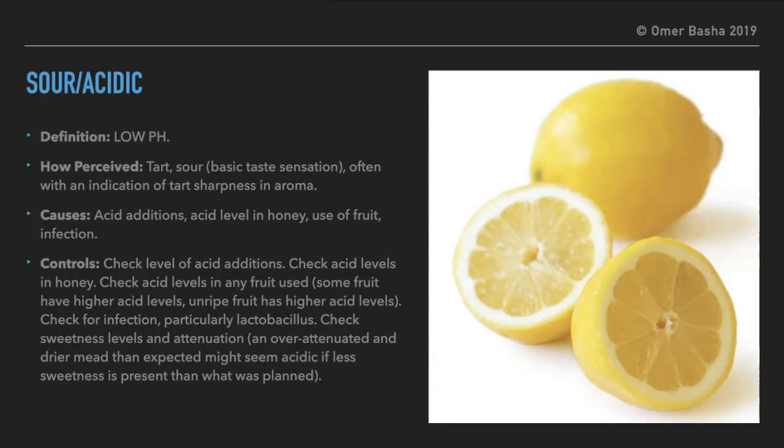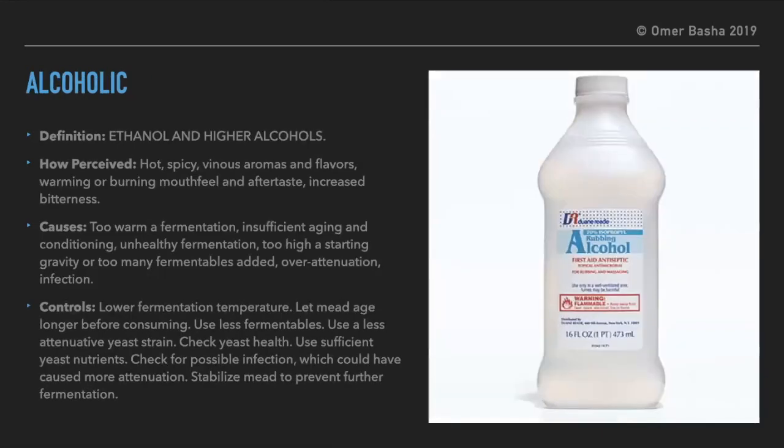Check for infection, particularly for lactobacillus infection. Check the sweetness levels and attenuation. An over attenuated mead can seem more acidic if less sweetness is there to balance it. So these are all of the causes for sour and acidic flavor. The next flavor we're going to discuss is alcoholic.